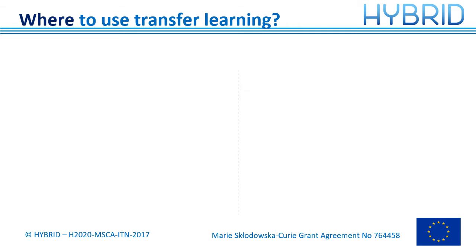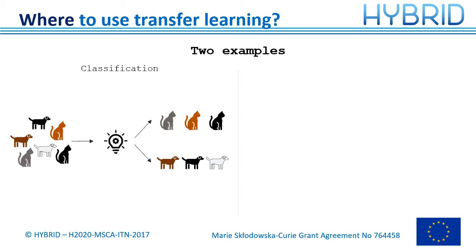So where to use transfer learning? We will see here two examples, and I will rapidly refresh the two concepts if you're not very familiar with them. The first one is classification. For example, we get some pictures of cats and dogs, and we want the model to tell us for each picture whether it's a cat or a dog. It's really as simple as that.